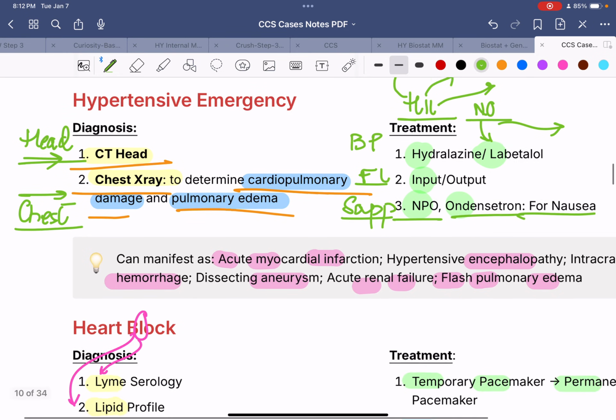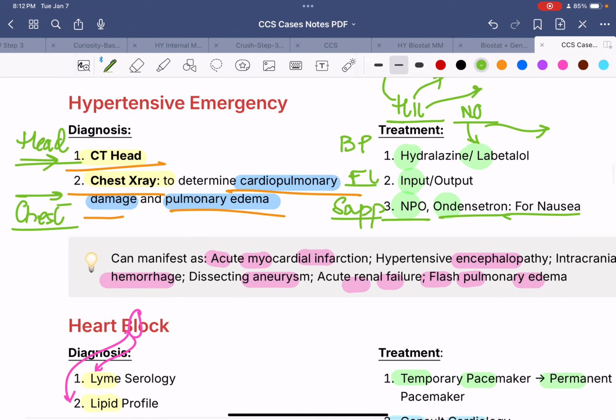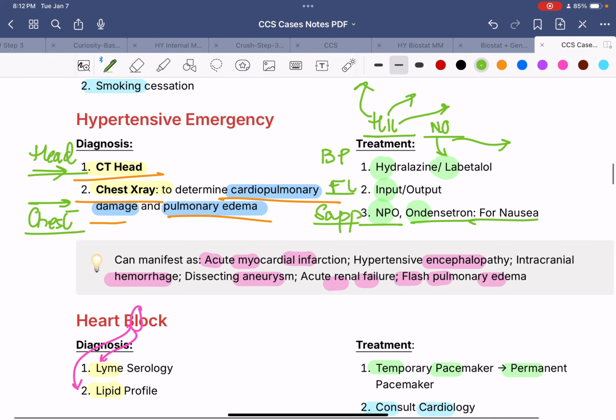And of course, hypertensive emergency doesn't need to be just elevated blood pressure, but it can manifest in a large number of cases. If the heart is involved, it can cause acute MI. If the brain is involved, it can cause hypertensive encephalopathy or intracranial hemorrhage. Similarly, if the aorta is involved, it can cause a dissecting aortic aneurysm.